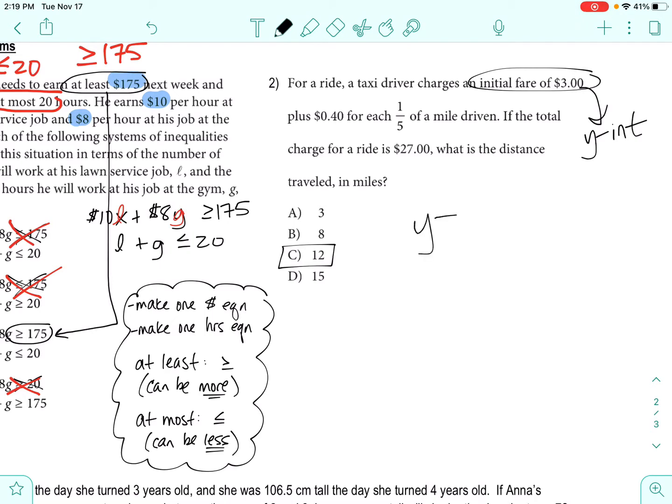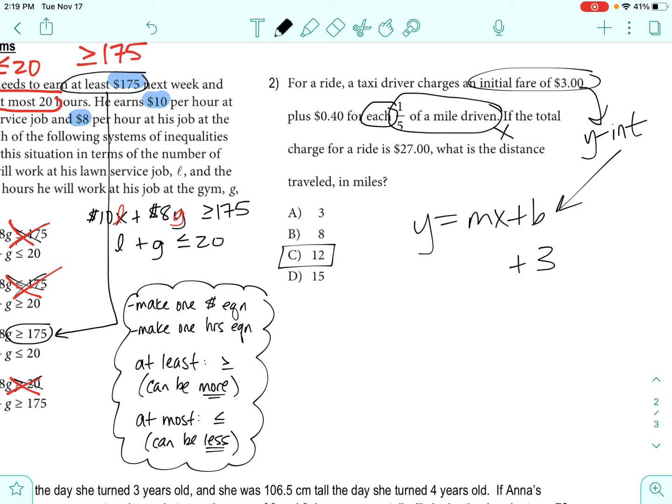So I've got an equation, y equals mx plus b. The y-intercept is going to be my $3. In this case, I have 40 cents for each. That word each kind of means multiply, so that's your m and your x that we're looking at here. And the fifth of a mile driven, I'm going to call that my x.